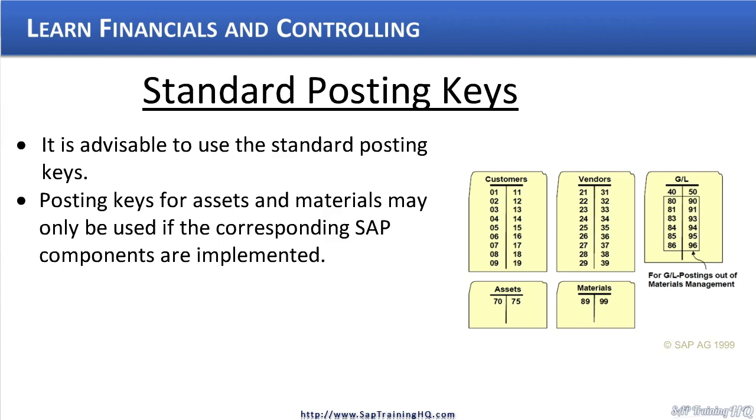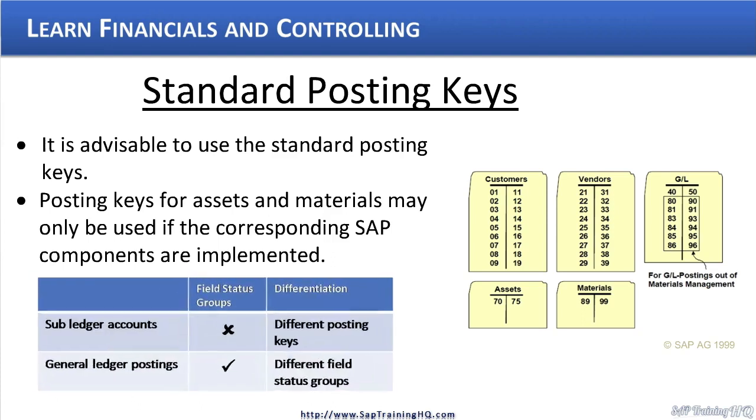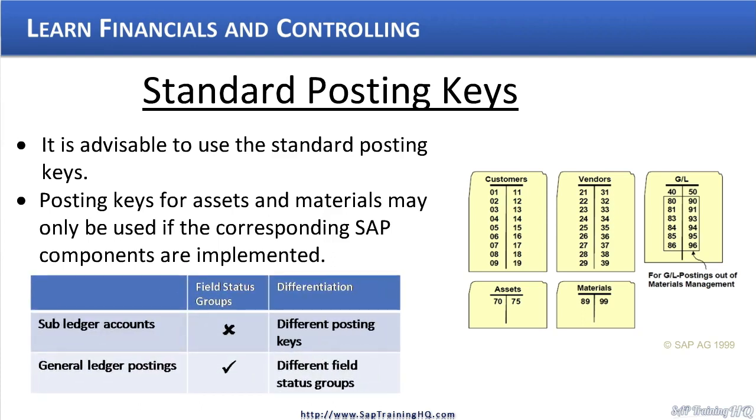By influencing the field status definition of posting keys and the field status group, the field status can be made transaction dependent and account dependent. Subledger accounts do not have to have field status groups. Differentiation in the subledger postings is mainly made by the different posting keys. Therefore, there are a lot of posting keys for subledger postings. In general ledger postings, differentiation is mainly made by different field status groups. Therefore, only 2 posting keys, 40 and 50, are needed for general ledger postings.